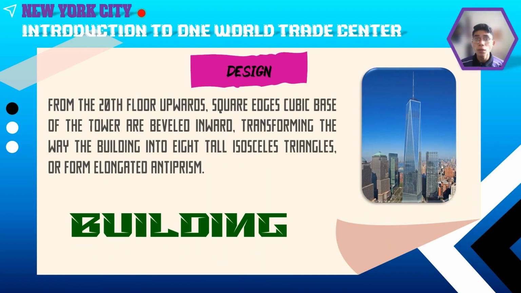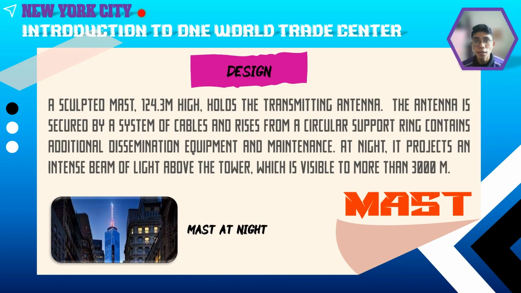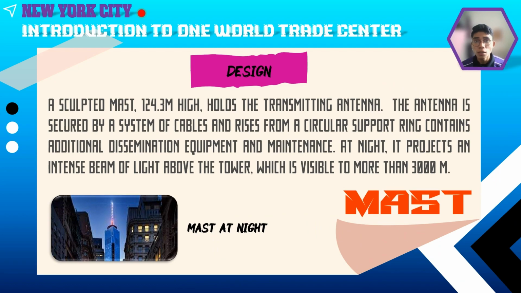On the building part, from the 20th floor upwards, the square edges of the cubic base of the tower are beveled inward, transforming the building into 8 tall isosceles triangles, or forming an elongated antiprism. And the last part of the tower, a sculpted mast 124.3 meters, holds the transmitting antenna.